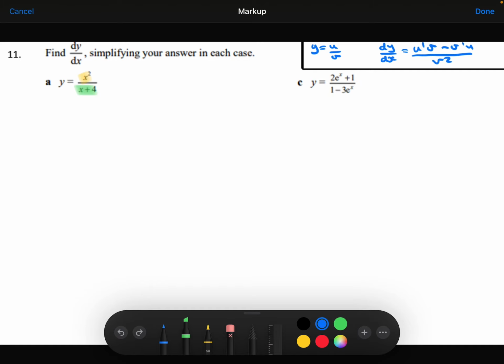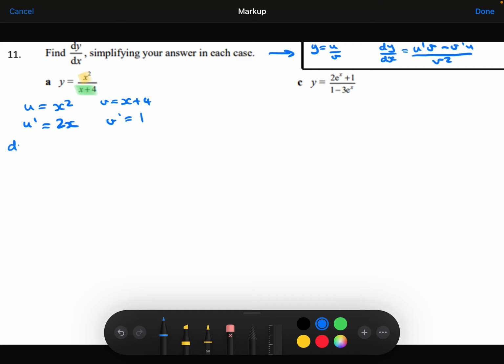I've just put a reminder of the quotient rule up here, where you can see one function divided by another function, and this is the rule we use to differentiate it. So in this first example, my u is going to be the x squared and my v is going to be the x plus 4. Differentiating the x squared, I get 2x. Differentiating the x plus 4, I get 1.